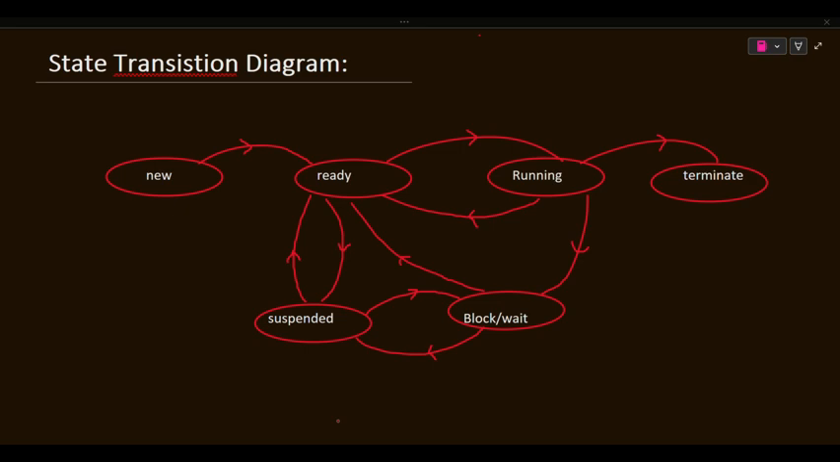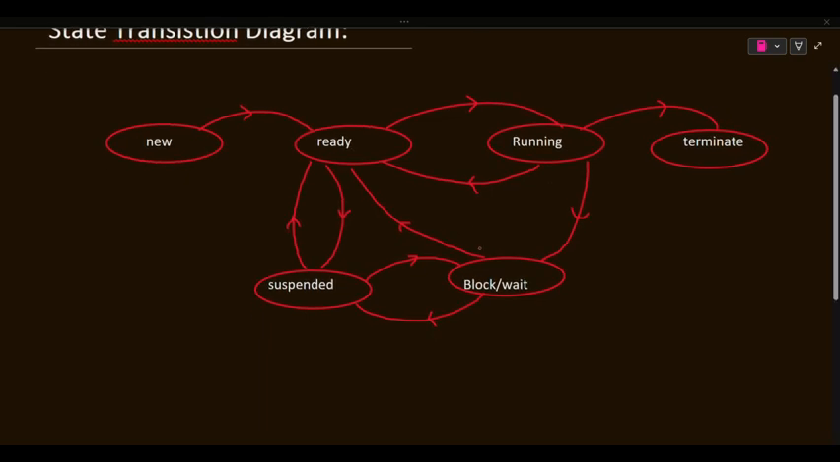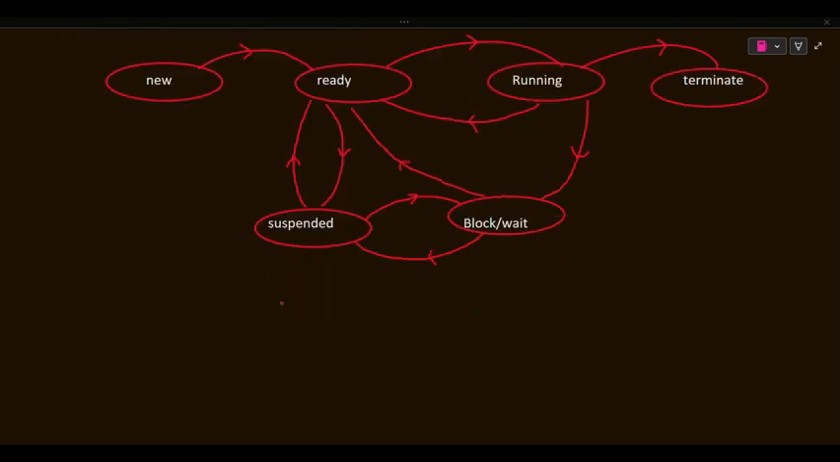In the last OS class, we discussed the states of a process. A process that is newly created is said to be in the new state, and a process that is ready to be executed by the CPU is in the ready state. The process currently being executed by the CPU is in the running state, and the process which completes its execution is known as terminated. Now, we have included another state that is called suspended.